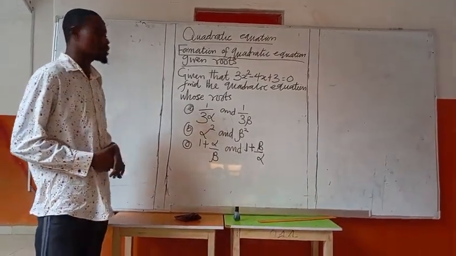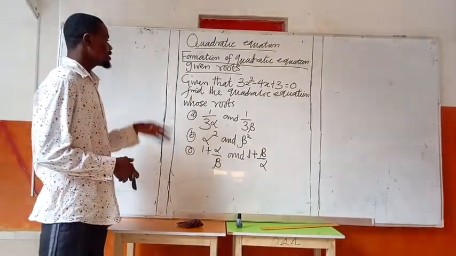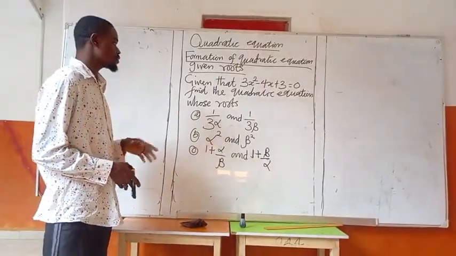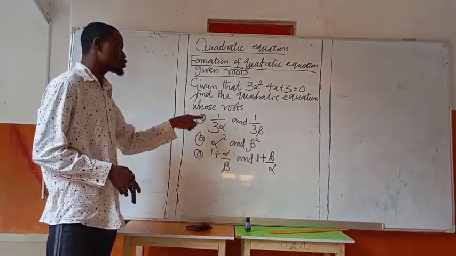This is another form of quadratic equation. It's the formation of a quadratic equation given roots. Given that 3s squared minus 4s plus 3 is equal to 0, find the quadratic equation whose roots are these.